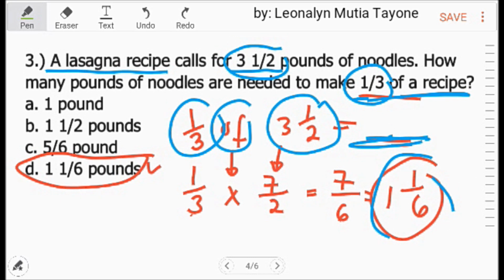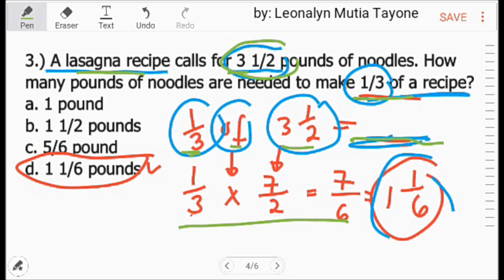Uulitin ko para mas lalong maintindihan. So, bali itong 3 and 1/2, yan na yung isang recipe. Ikaso lang, 1/3 lang ang gagamitin niya. So, yung 1/3 of 3 and 1/2, yan na yung answer natin. So, kaya ganito ang solution natin.